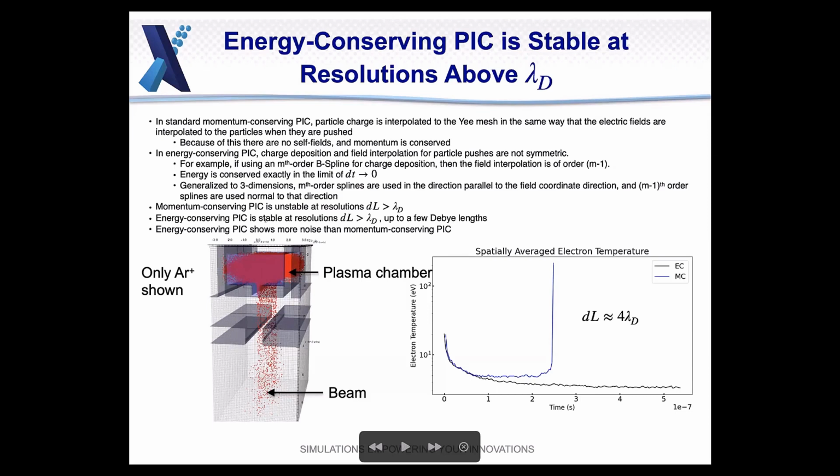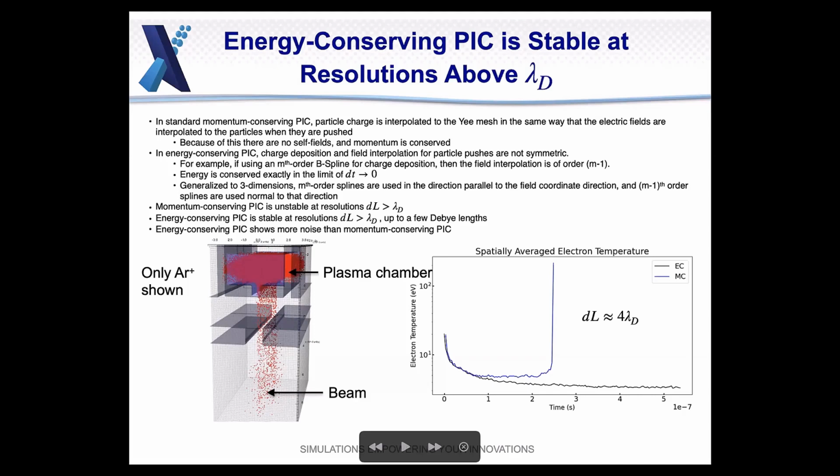The advantage here is that this algorithm is stable at resolutions larger than the Debye length, up to maybe 10, I think maybe 10 or 20 Debye lengths. So this allows you to reduce your number of cells. It doesn't necessarily allow you to reduce your time step, because that might be dependent on other things, but it allows you to reduce the number of cells, which will save you time in computation. One of the downsides is that you have more noise generally in the particle distributions than you would have in a momentum conserving PIC algorithm.